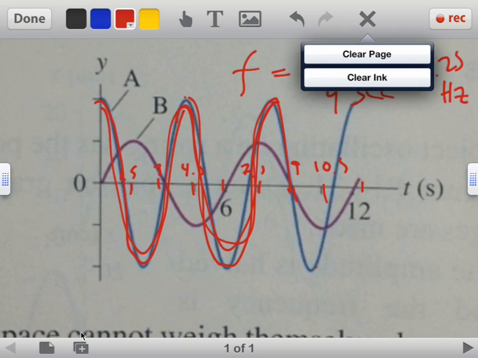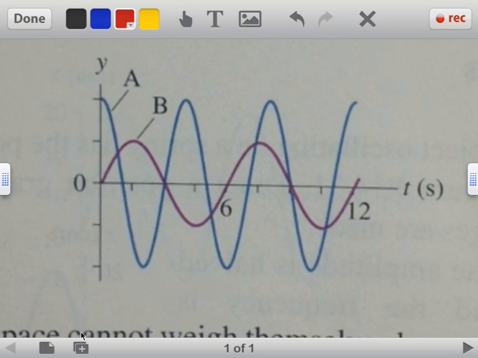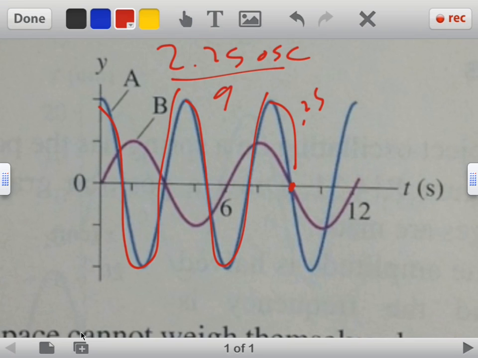Okay, let me clear that just so you can see again what I'm talking about. I chose this point. Do you see why I chose that point? Because it hits right at a number that's marked. And then I just have to remember this is 1, 2, and then that's 0.25. So there's 2.25 oscillations in 9 seconds. Okay, and that does give us our 0.25. Does that make sense? Okay.